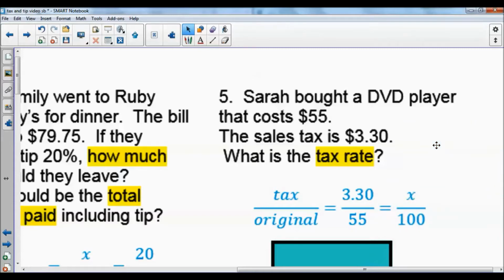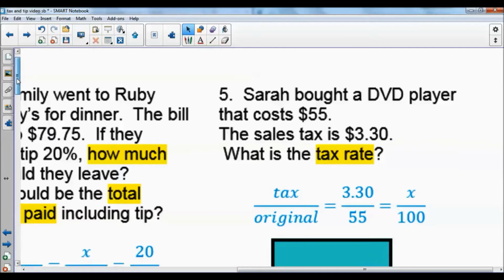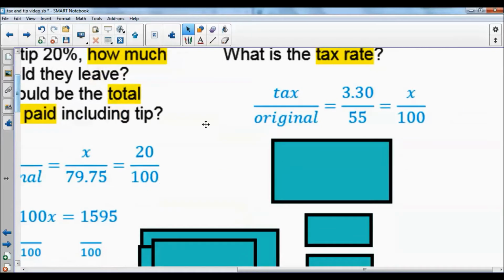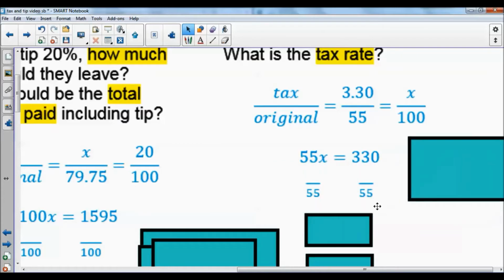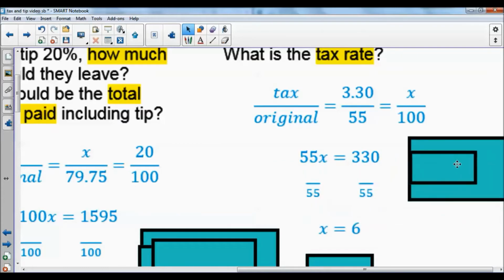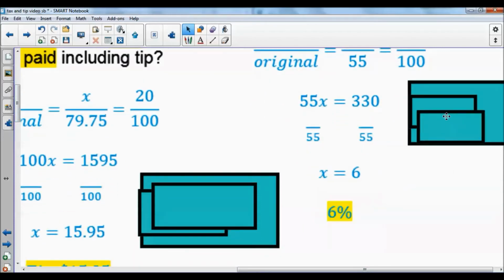So this is what our proportion is going to look like. Our variable is actually over 100 instead. So then we're going to cross multiply. 55 times x is 55x. 3.30 times 100 is 330. And this time we're dividing by 55 on both sides to get rid of this 55 in front of our x. When we do that, we get x is equal to 6. So if they ask what's the tax rate, it is 6%. Okay, so remember we're looking for the percentage, so we're going to put that percent right on our answer.